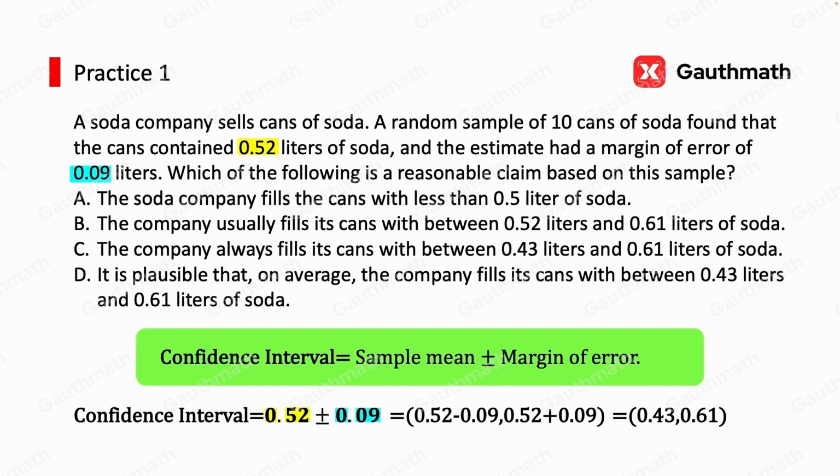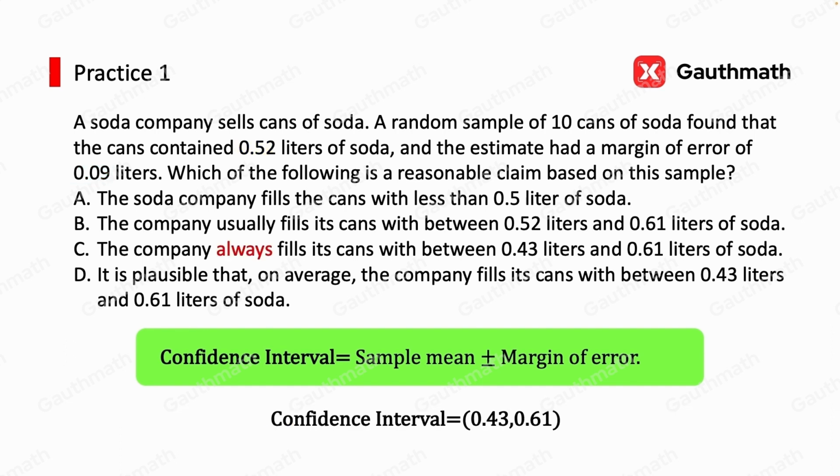But remember earlier we said that the confidence interval is not 100%, so words like always cannot be used. And therefore the correct answer is D. It is plausible that on average, note how we are using non-deterministic language, the company fills its cans within this confidence interval.